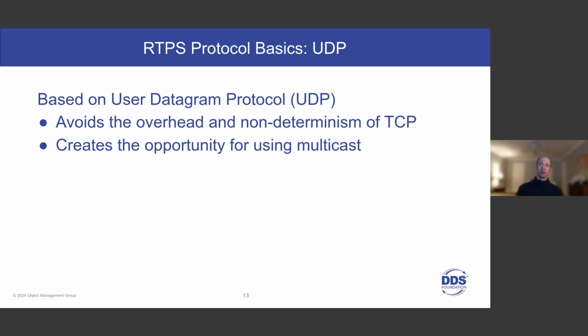By using UDP, it also created the opportunity for using multicast. So you can leverage the network and the equipment in the network to efficiently distribute a message from one writer to multiple readers. And if you have significant fan out, that can be a significant savings in terms of network bandwidth and performance.